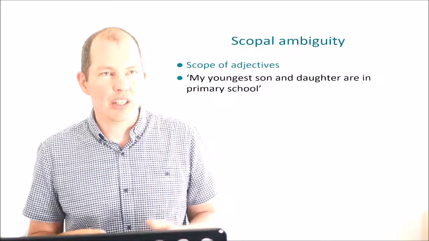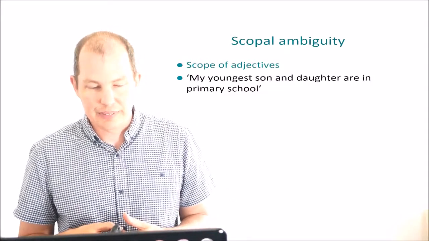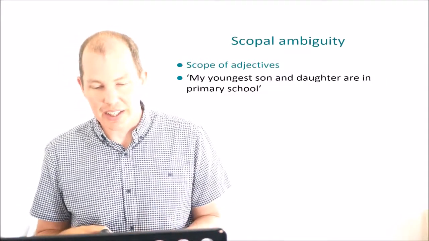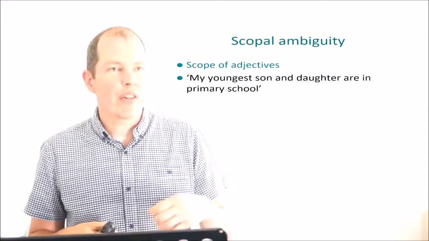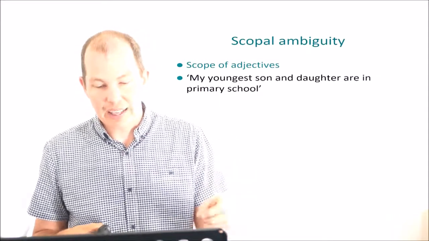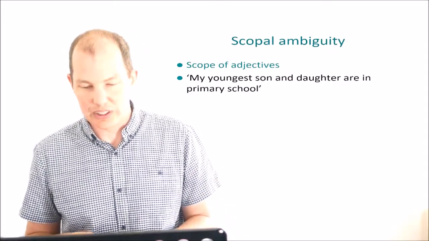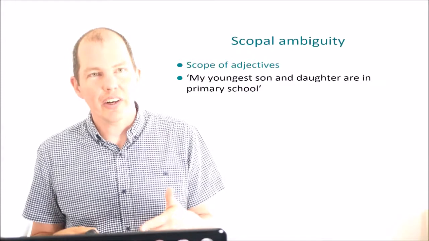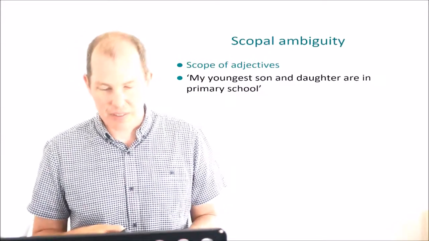For example, in an utterance I've got here, "My youngest son and daughter are in primary school," the scope of the adjective youngest is not clear. The hearer has to enrich for themselves whether this is my youngest son and my youngest daughter, or my youngest son and my only daughter. I have not fully encoded what I wanted to communicate, and the hearer needs to enrich it.